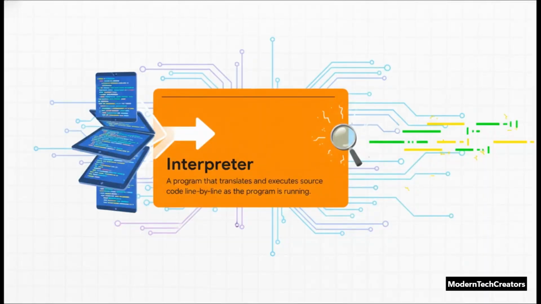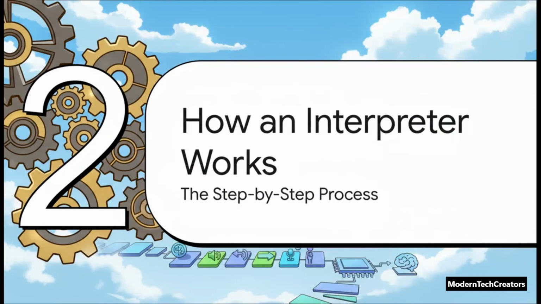So, what is it exactly? Well, an interpreter is a program that reads your code, and instead of translating the whole thing at once, it takes it one single line at a time. It translates that one line, runs it, and then moves on to the next. And that idea, that one line at a time thing, that is the absolute key to understanding what an interpreter is all about.